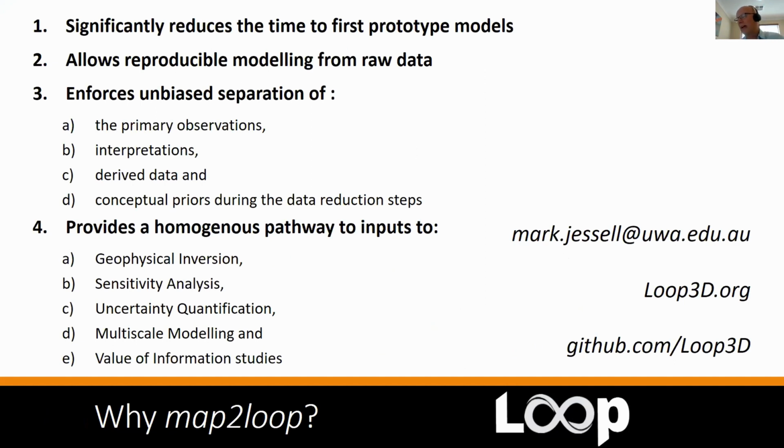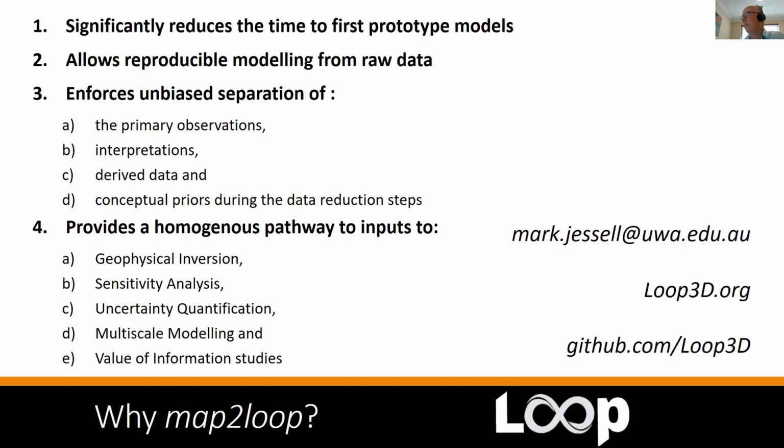So it's no longer a case of the geologist or the modeler sitting down with a whole bunch of information, plus their preconceived ideas of what's going on, plus the changes they have to make when the model doesn't work the first time. But in this situation, we're clearly separating the primary observations, the interpretations, the derived data, such as formation thickness, and the conceptual priors, such as the orientations and dips of faults, that are very easy to modify in order to produce new models.